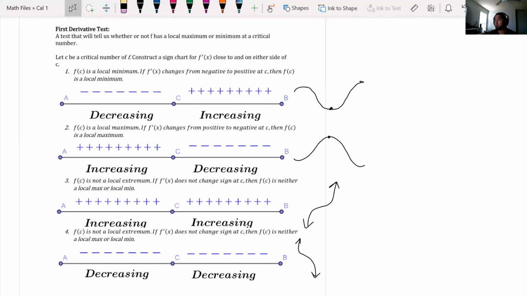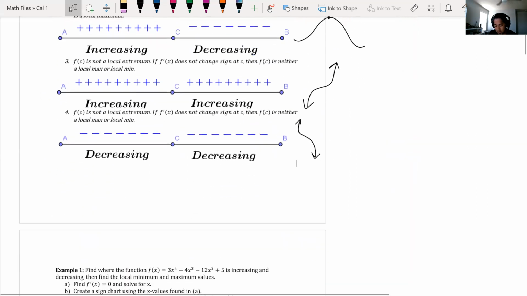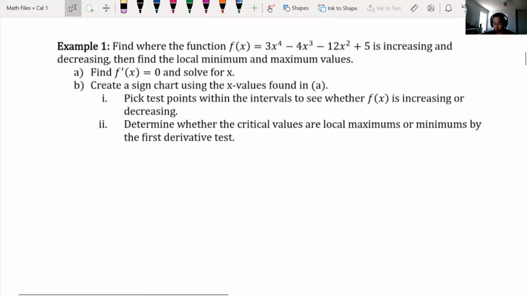Okay, so this first derivative test, again, what we're going to do is find critical numbers. We're going to put them on a number line and create a sign chart. We're going to see where we're increasing or decreasing. And this will give us a location of maximums and minimums. Okay. So let's go ahead and try it out.